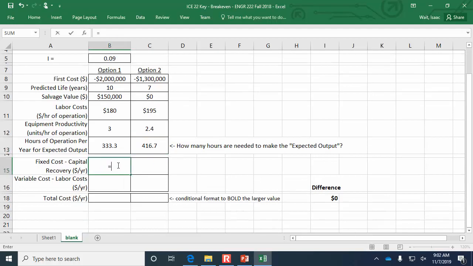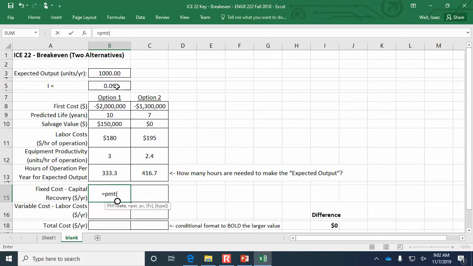Capital recovery is where we're finding an annual series. So we're turning a first cost and a salvage value into an equivalent annual amount using the payment function. Put the purchase price in the present value, the salvage in the future value.